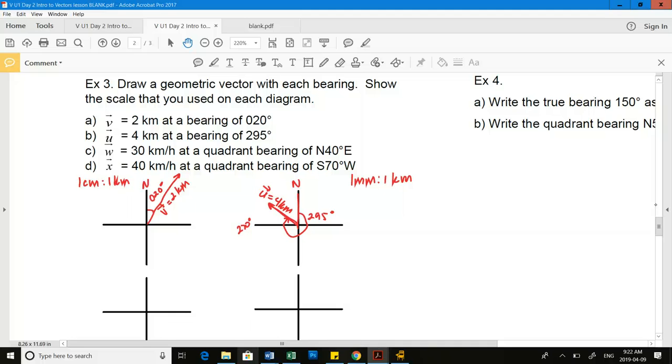Olivia? So when it's true bearings, it's always counterclockwise? Yes. No, true bearing is clockwise. From the horizontal is counterclockwise.